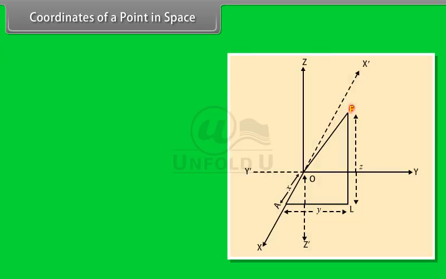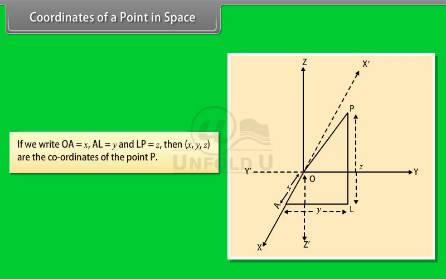Coordinates of a point in space. Let P be any point in space. Through P, draw perpendicular PL on XY plane meeting this plane at L. Through L, draw a line LA parallel to OY cutting OX in A. If we write OA equal to x, AL equal to y, and LP equal to z, then x, y, z are the coordinates of the point P.